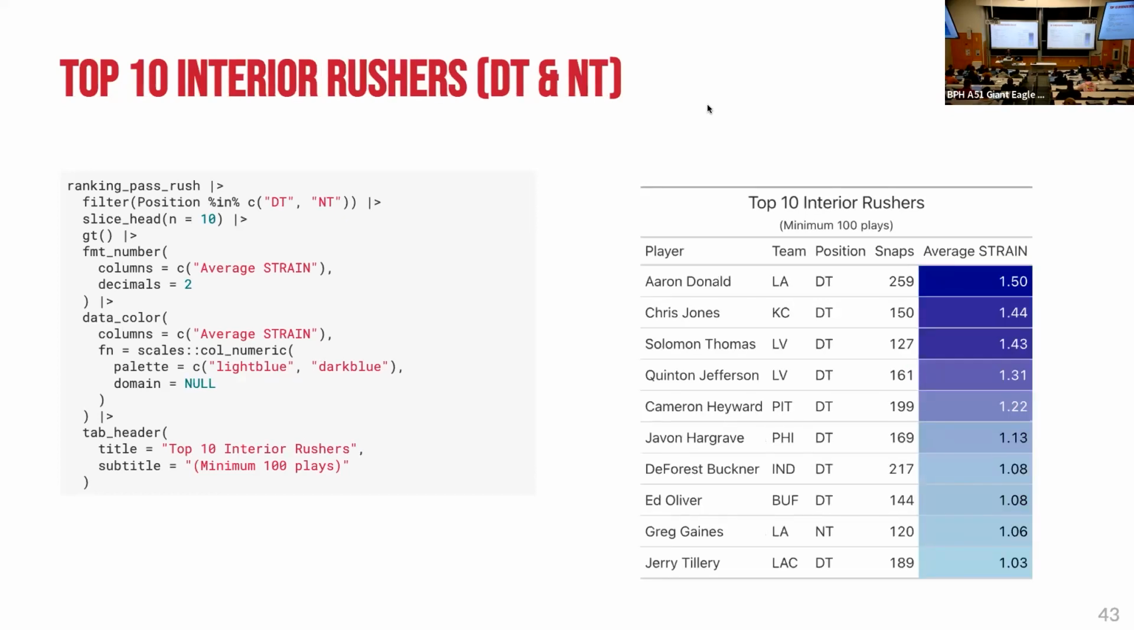What about interior rushers? We can do the exact same thing. The only difference here is we kept the defensive tackles and nose tackles, and we want the color gradient to range from light blue to dark blue. And once we get this, as it turns out, Aaron Donald came out on top as the top-ranked interior rusher.